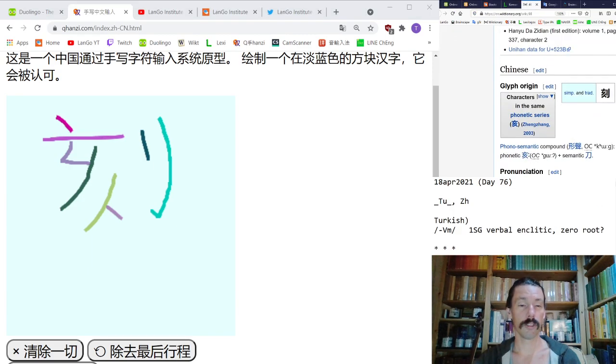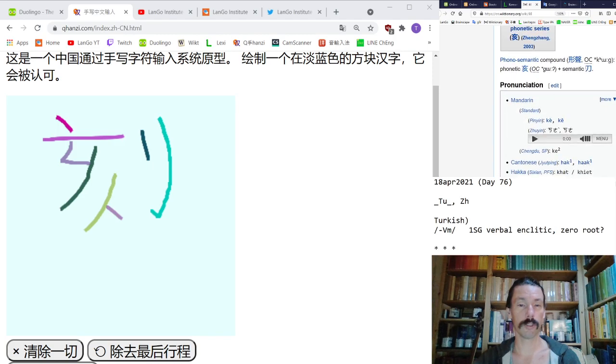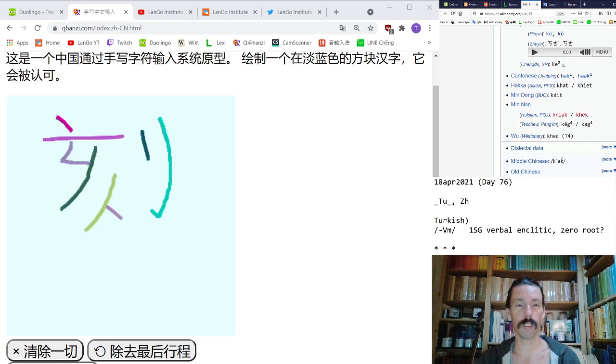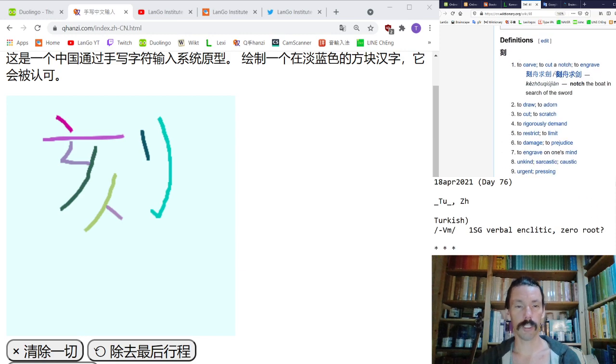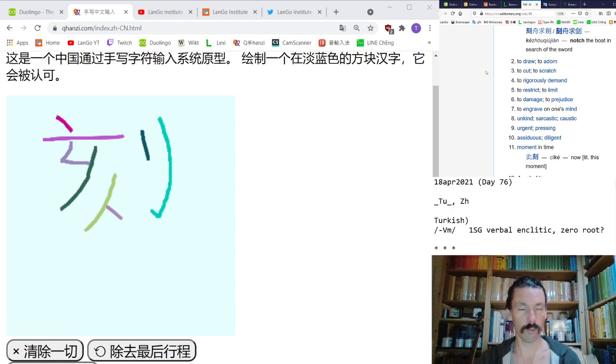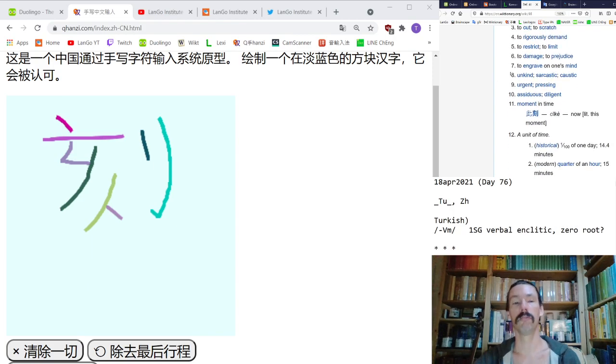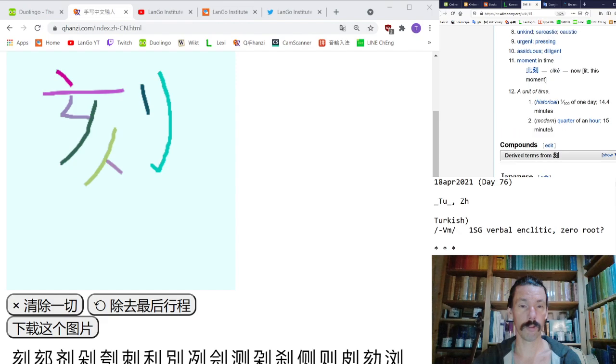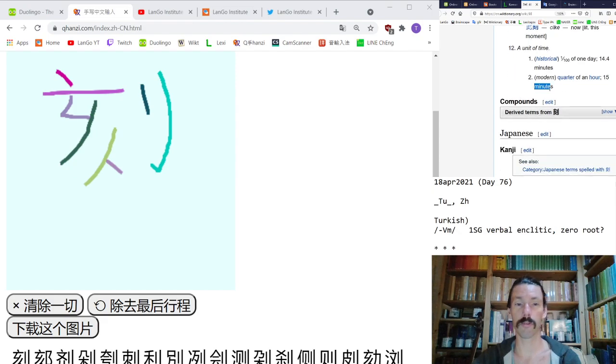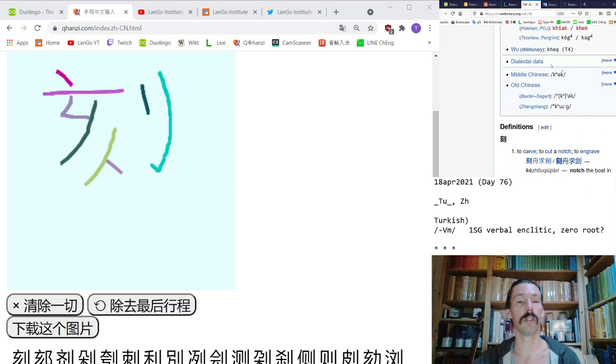It's in the ge phonetic series with semantic knife there. Ke or ke. Carve, cut, a notch, engrave. Draw, adorn, cut, scratch, rigorously demand. Alright, these look pretty arcane and specialized, these meanings here. But moment in time, that one I've encountered. A unit of time, 15 minutes. And this, I think, is a borrowing into Cantonese of the first syllable of the word quarter of English. Quat. Does that hold water?